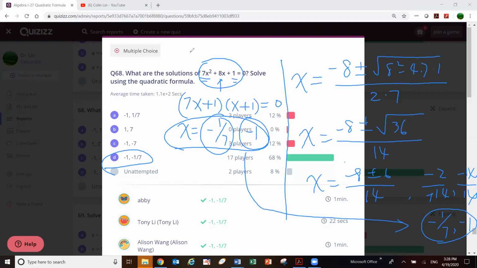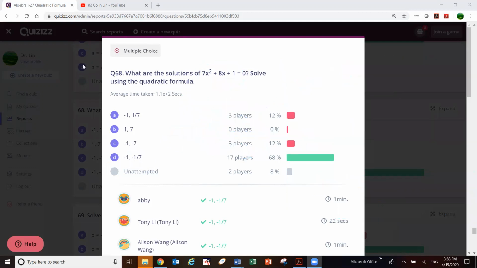So let's see if they match up, right? You can use the factor method or the quadratic formula method to get the same answer. So they are the same. All right, let's go to the next one.